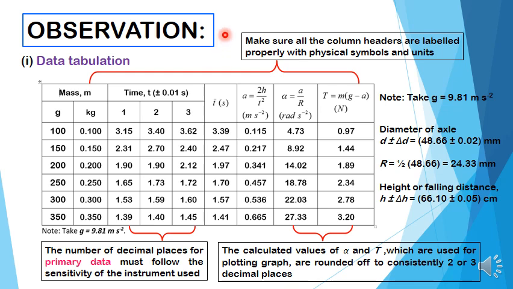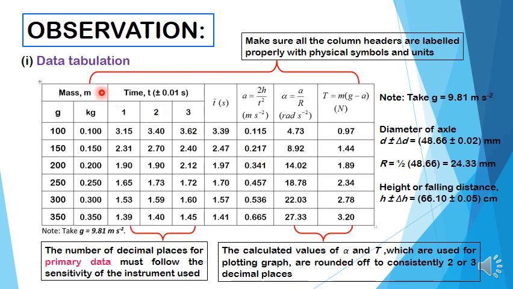Let's begin with the observation. Roman 1. Data tabulation. Make sure the measurement of the diameter of the axle, the calculation of the radius of the axle, and the measurement of the fixed height or falling distance of the hanging slotted mass are recorded under the data tabulation. Make sure all the column headers are labeled properly with correct physical symbols and units.